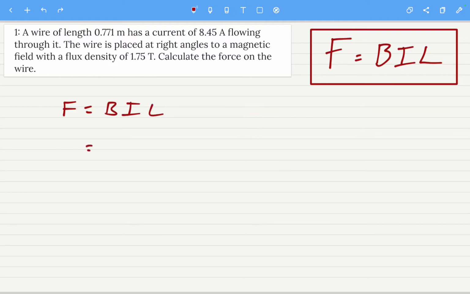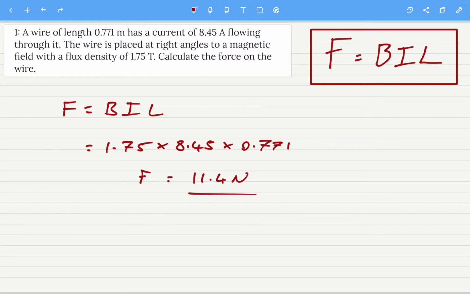Let's just put the numbers in. Magnetic flux density 1.75 times the current 8.45 times the length 0.771. That gives us a force equal to 11.4 newtons.